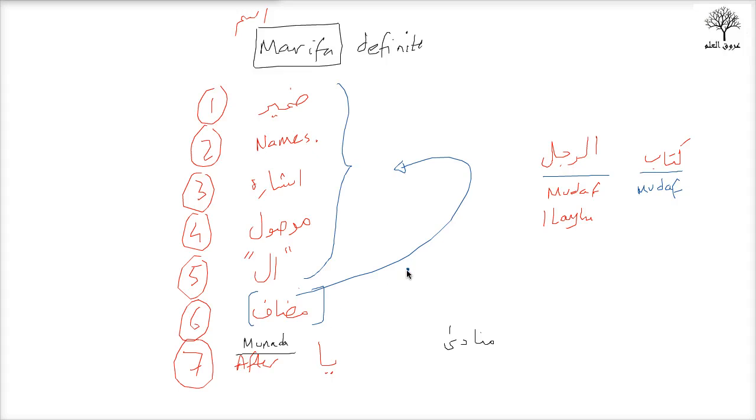And one of the best things to do is to try and rhyme them. So the way I do it is like this: damirs, names, ishara, mawsul, al, mudaf, and ya. Damirs, names, ishara, mawsul, al, mudaf, and ya. So if you keep saying it to yourself every day, 1 or 2 times a day, after about a week you'll memorize it. And remember, learn it in this order, okay? Learn it in this order. This is a unique order. In Arabic grammar, it's unique.